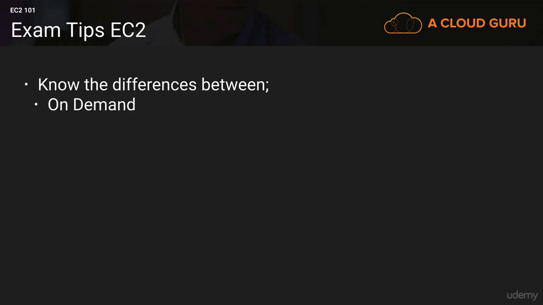So you've gotten through the intro, you've gotten through the 101 lecture, congratulations. So what are my exam tips so far? What should you remember from the last 2 lectures? Well, you should know the differences between the different pricing models. So know the differences between on-demand, spot, reserved, and dedicated hosts. You definitely need to know that going into the exam because you're going to get a whole bunch of different scenario questions, and they're going to ask you, based on this scenario, what pricing model should you use for this EC2 instance.